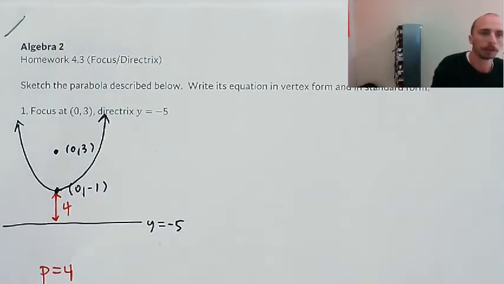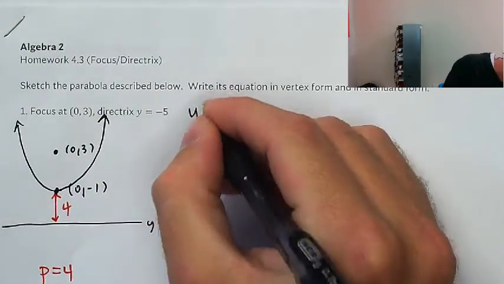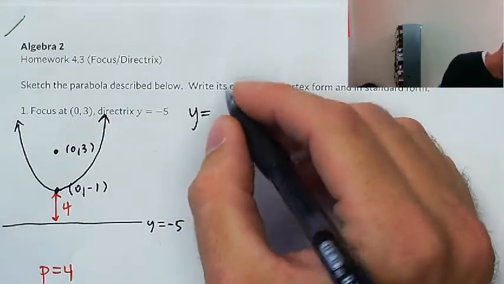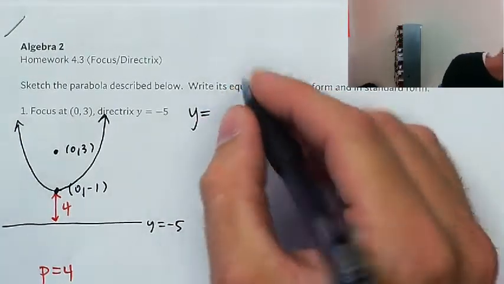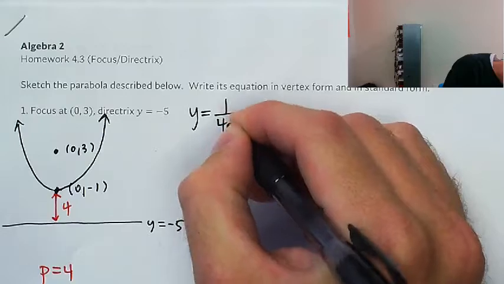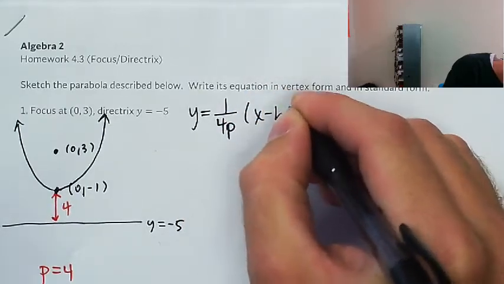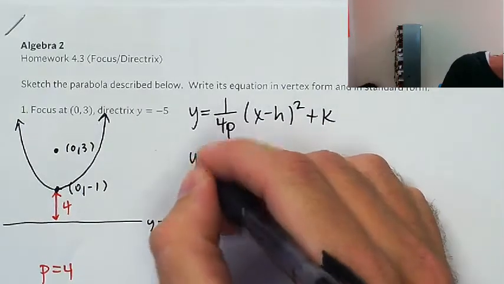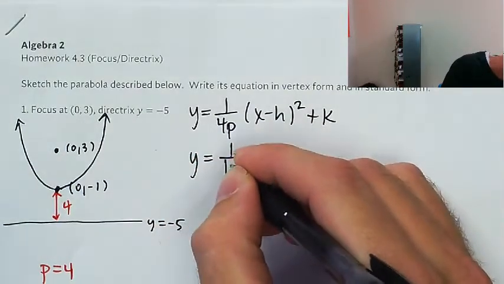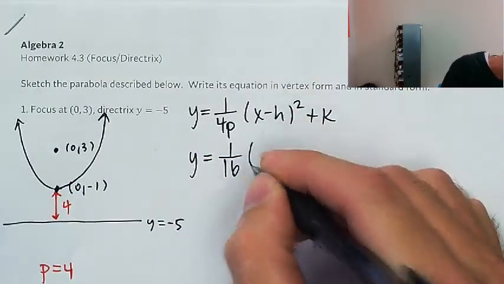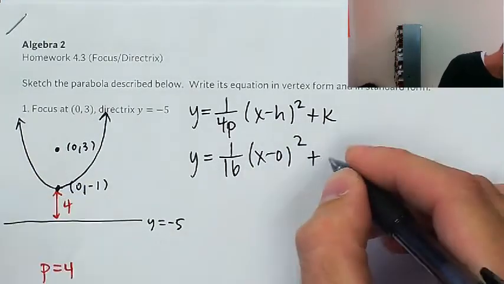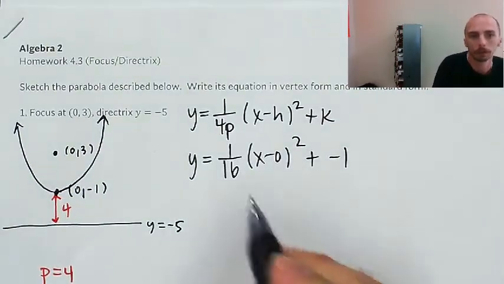And we know that vertex form is y equals some number, we used to call it a, but now we're calling it 1 over 4p, times (x minus h) squared plus k, where h and k are the coordinates of the vertex. So I've got everything I need. I'm going to say y equals 1 over 4 times 4, which is 16, times (x minus 0) squared plus k, which is -1. That's a vertex form equation.